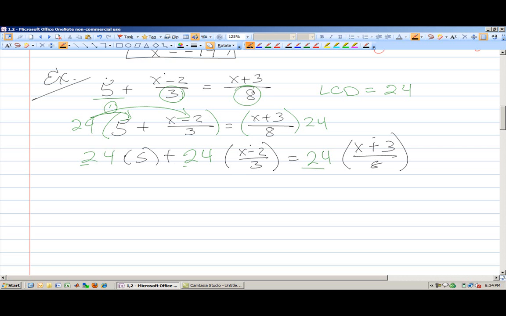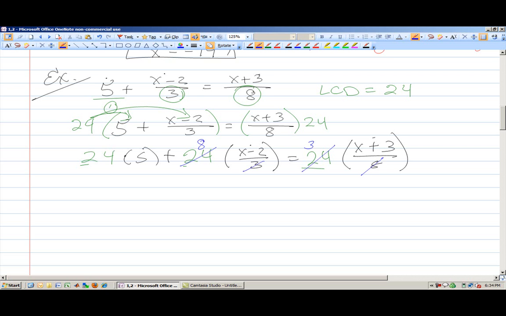So we can simplify a lot here, actually. We've got this 24 over 3. Remember, the whole point is we're trying to get rid of these dumb old fractions. So 24 over 3 gives me 8. 24 over 8 gives me 3.